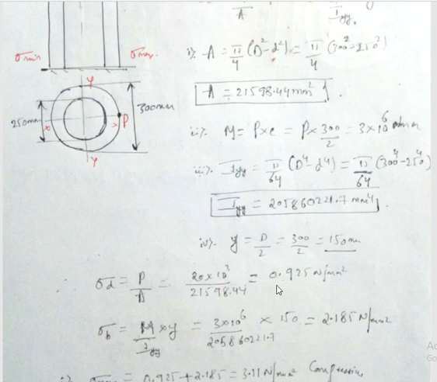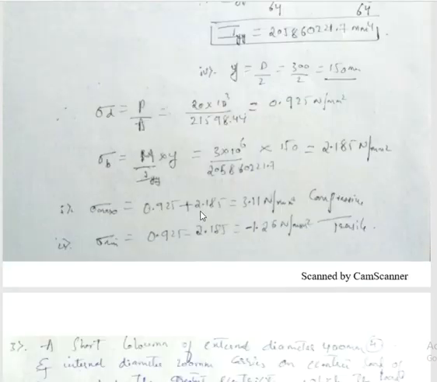So I'll get the direct stress as 0.925 Newton per mm square. Then bending stress is equal to M by I by Y into Y, where M is 3 into 10 raised to 6 divided by I by Y, which is this value, into y is 150. So I'll get the value of bending stress as 2.185 Newton per mm square. Maximum stress is in this layer, that is the sum of direct stress and bending stress.